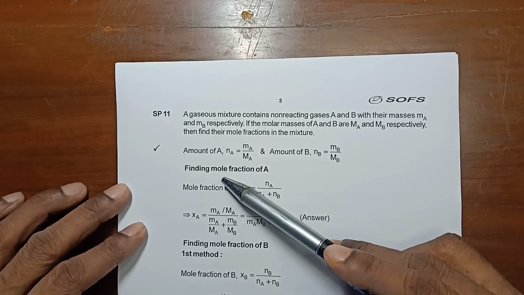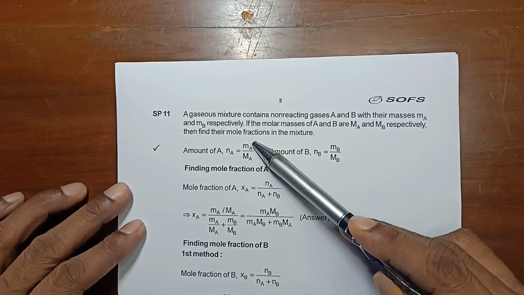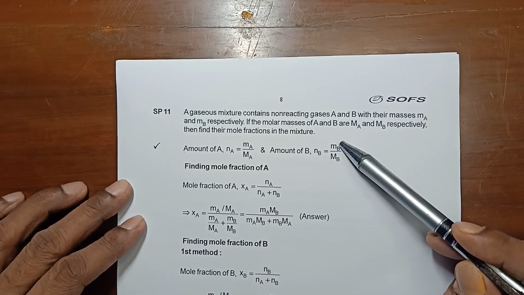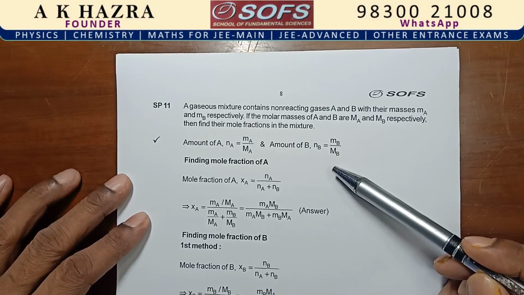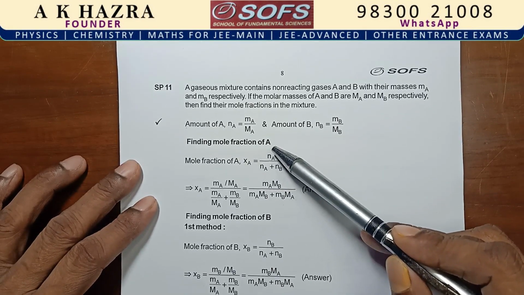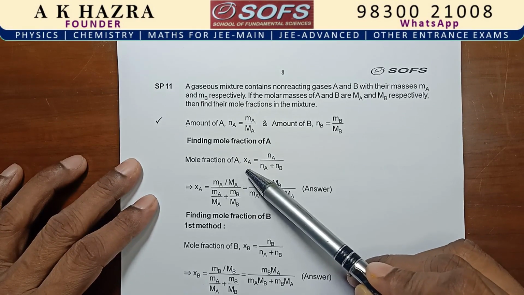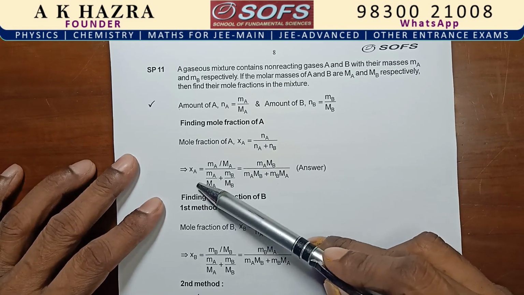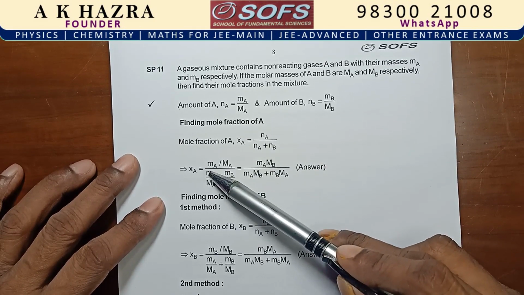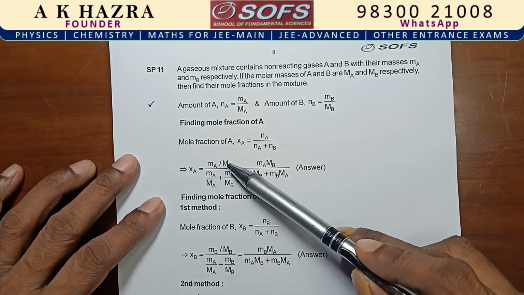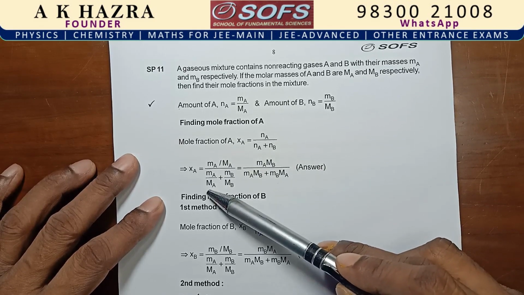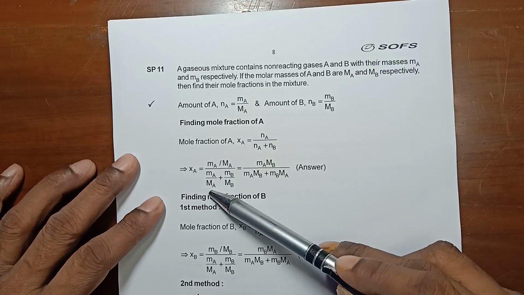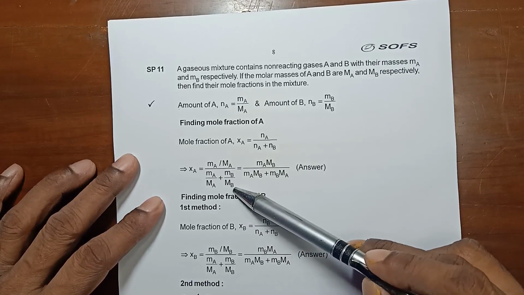So it is the formula: Na, that is the amount or number of moles of A, equals mass of A divided by its molar mass. Similarly, amount of B equals mass of B divided by its molar mass. Now we are finding the mole fraction of A. So mole fraction of A, Xa, equals, by definition, Na by Na plus Nb. This implies Xa equals small ma by capital MA divided by small ma by capital MA plus small mb by capital MB. Multiply numerator and denominator by capital MA into capital MB. So you will have this one.